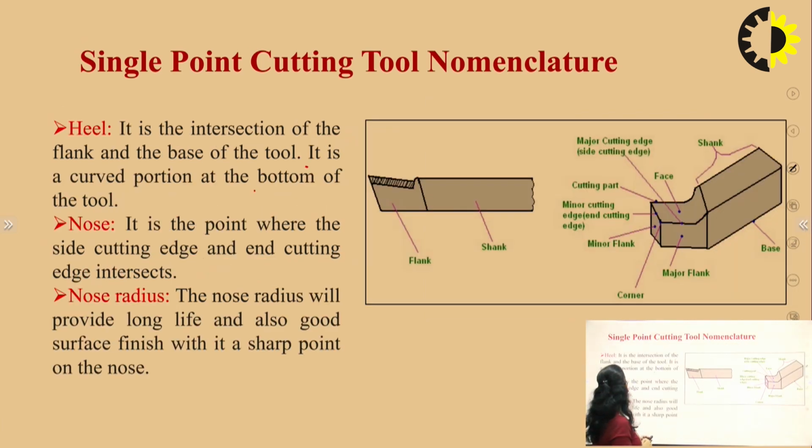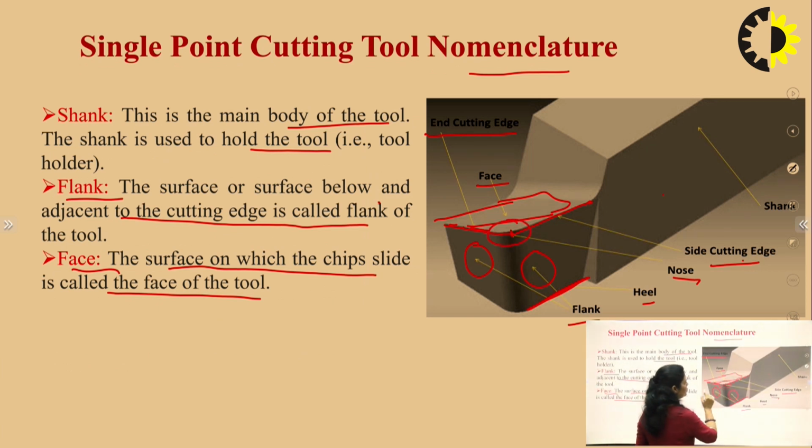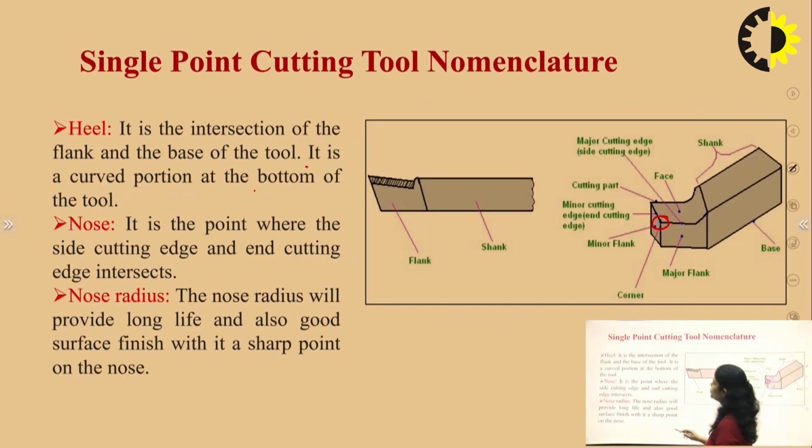Now, the nose. The nose is the point where the side cutting edge and the end cutting edge intersect. So, this is the nose, because here the side cutting edge and end cutting edge are intersecting. This is the end cutting edge, and this is the side cutting edge. Here a small radius is provided. That sharp intersecting point is known as the nose, and the small radius provided at the nose is known as the nose radius.